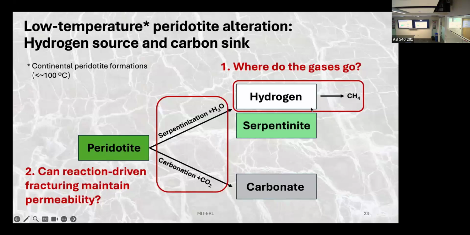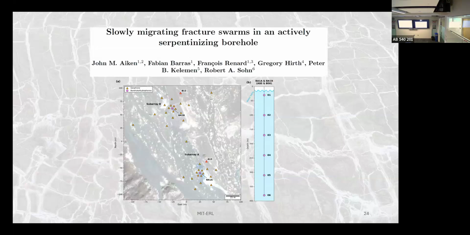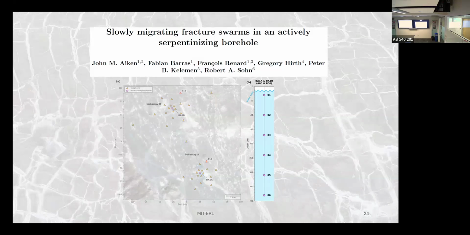All right, so this is all I have for addressing our first question about gas transportation in the subsurface. And then I will move on to the second one about reaction-driven fracturing. And this work is from a paper which was just accepted, first authored by my colleague John Nyken and colleagues. And for this work, we'll again focus only on the hydrophone data, since the fracturing happened in one of the boreholes.